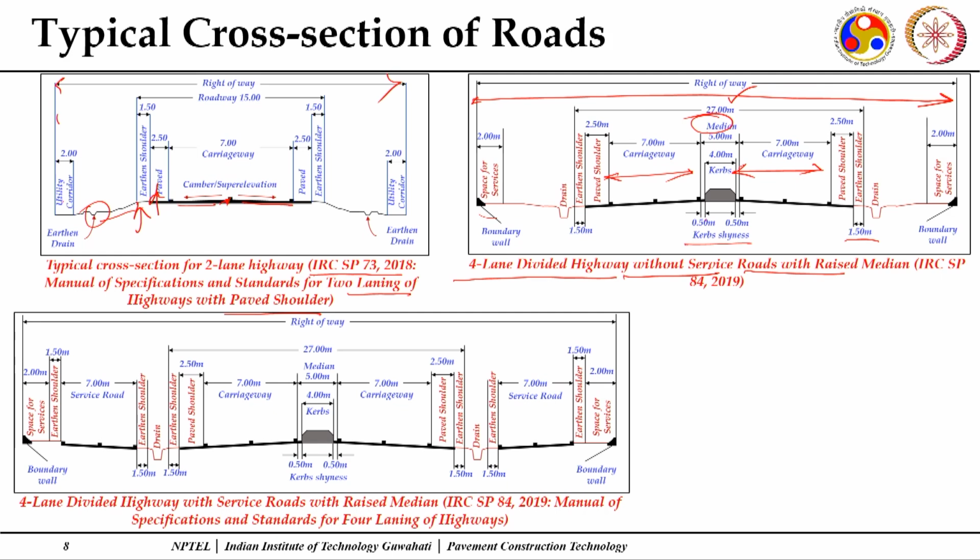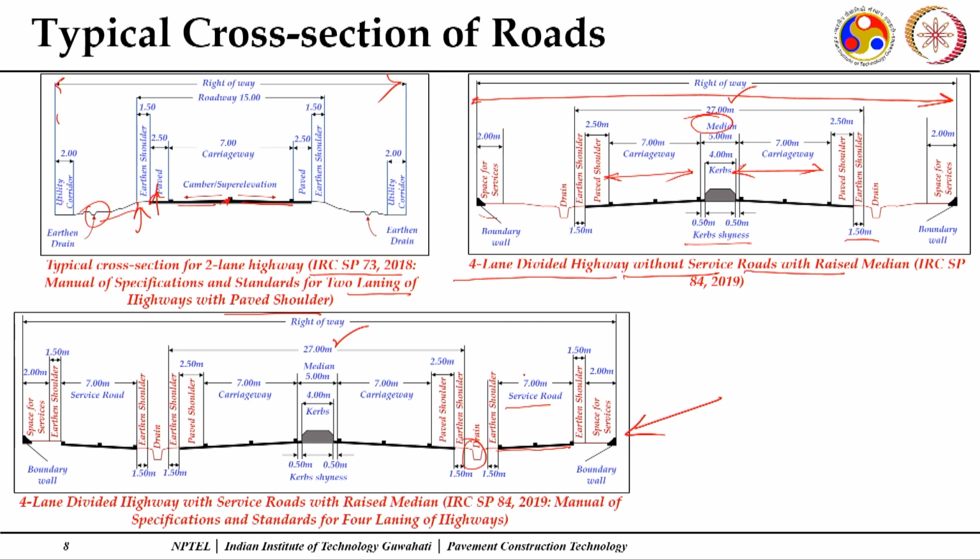Now, what is a service road, how does it look like? This figure shows how it looks when a service road is present. The middle part is more or less the same. You can see again the 27 meter of roadway width. After the earthen shoulders, there is space for your drains, followed by some earthen shoulders again, and then you can see a carriageway. This carriageway is of 7 meter.